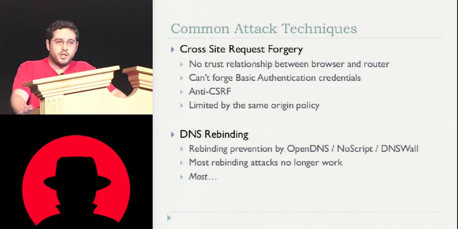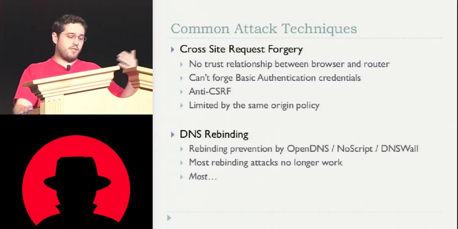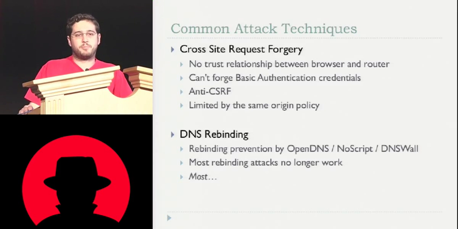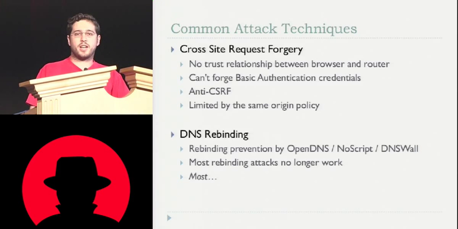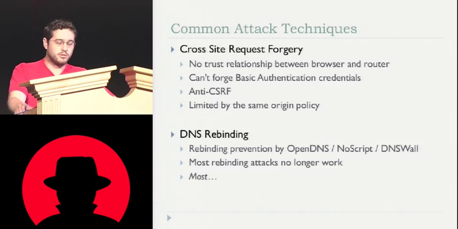If you're not familiar with the same origin policy, basically what it says is, if I browse out to attacker.com, I load up some JavaScript from attacker.com. That JavaScript can interact with any page on attacker.com, but it can't interact with google.com or 192.168.1.1. And that's good because you don't want some random person's JavaScript talking to your router.